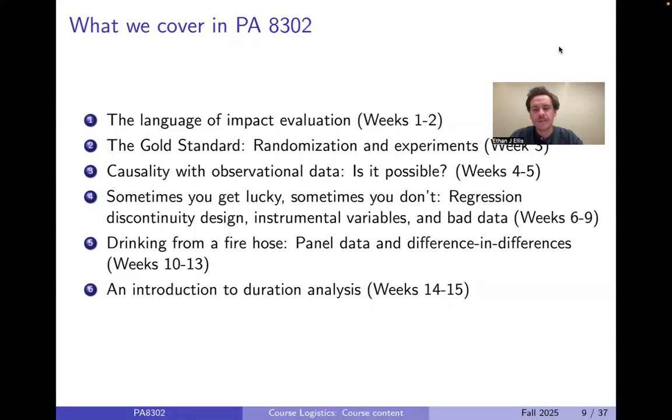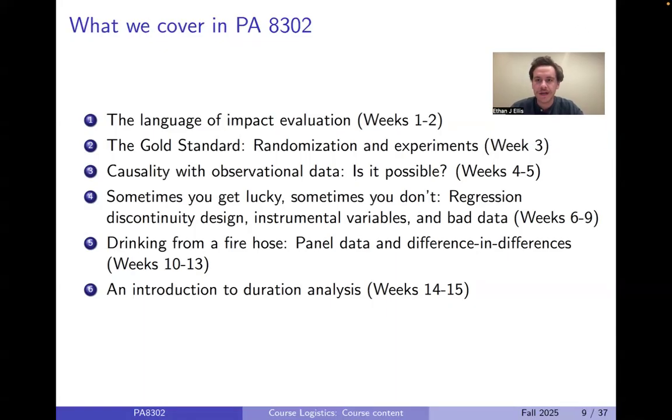Moving on from there, we're going to get into the gold standard of impact evaluation, which is RCTs. Note that this is not an experimental design class. However, this is going to give us a good example to start with, in large part because a lot of what we do throughout the rest of the course is going to be trying to approximate what an RCT looks like through observational data or what we call natural experiments. Third section of this class is going to discuss causality with observational data.